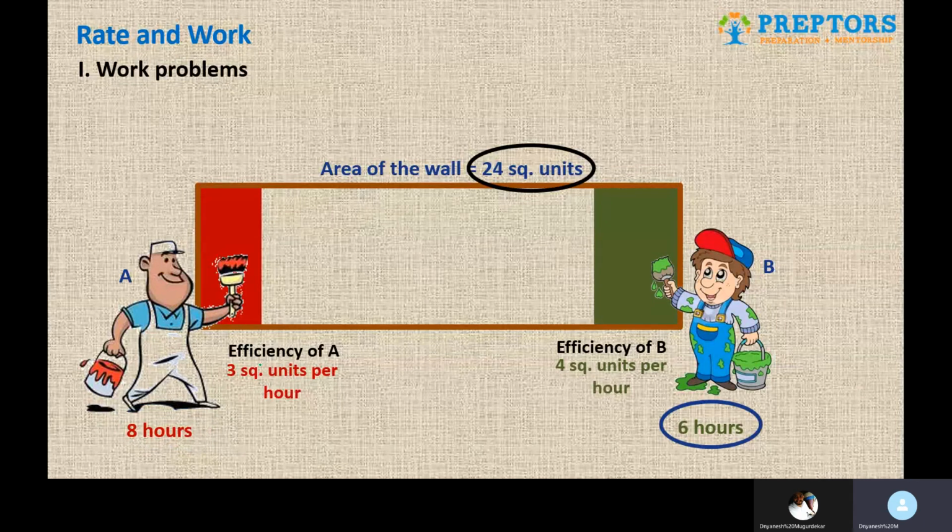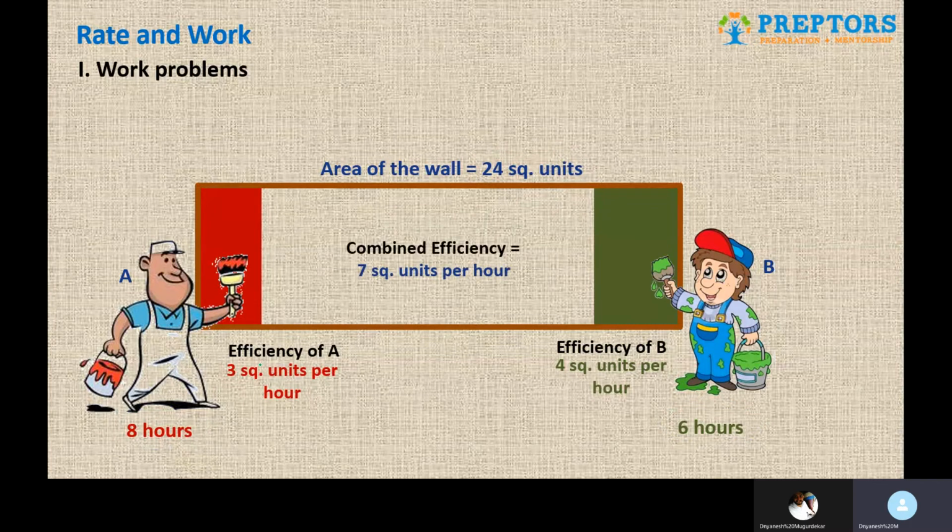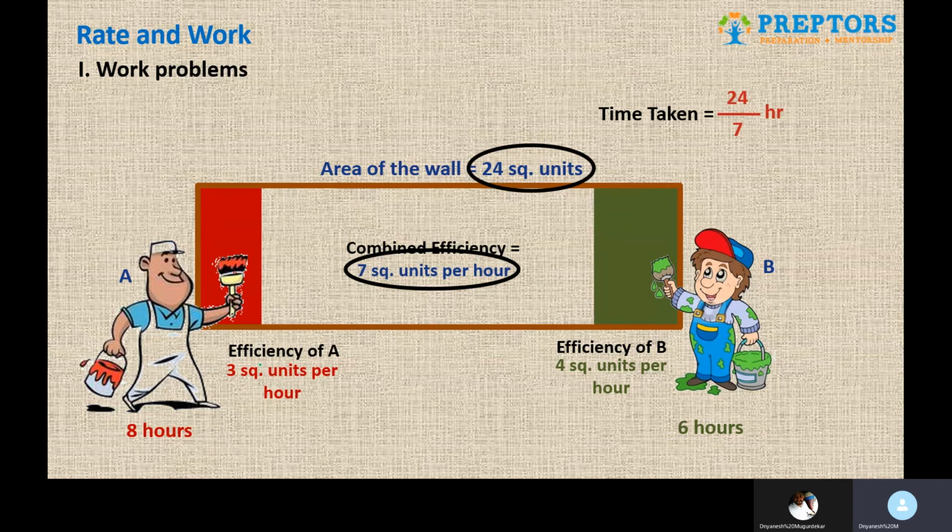They said that they start working together. So if they start working together, the combined efficiency of both of them becomes 7 units per hour. At that combined efficiency of 7 units per hour, they are supposed to finish 24 units of work, which is the entire work of the wall. The time taken is given by a formula: work supposed to be done divided by the efficiency. In this case it is the combined efficiency of A and B, which is 7. So the time taken is 24 by 7 hours.